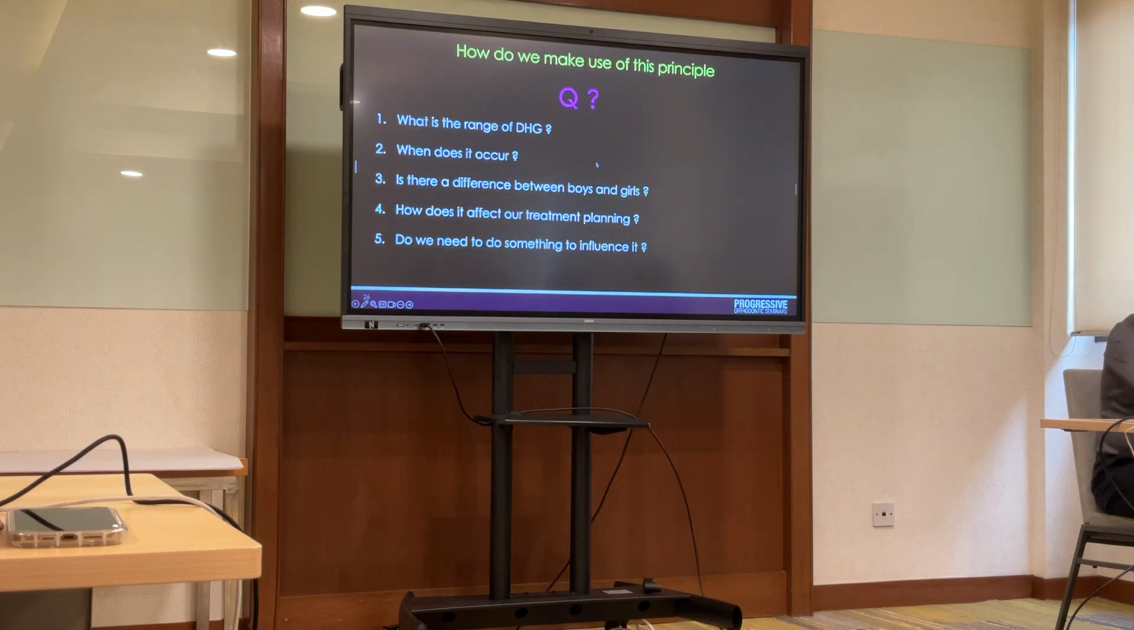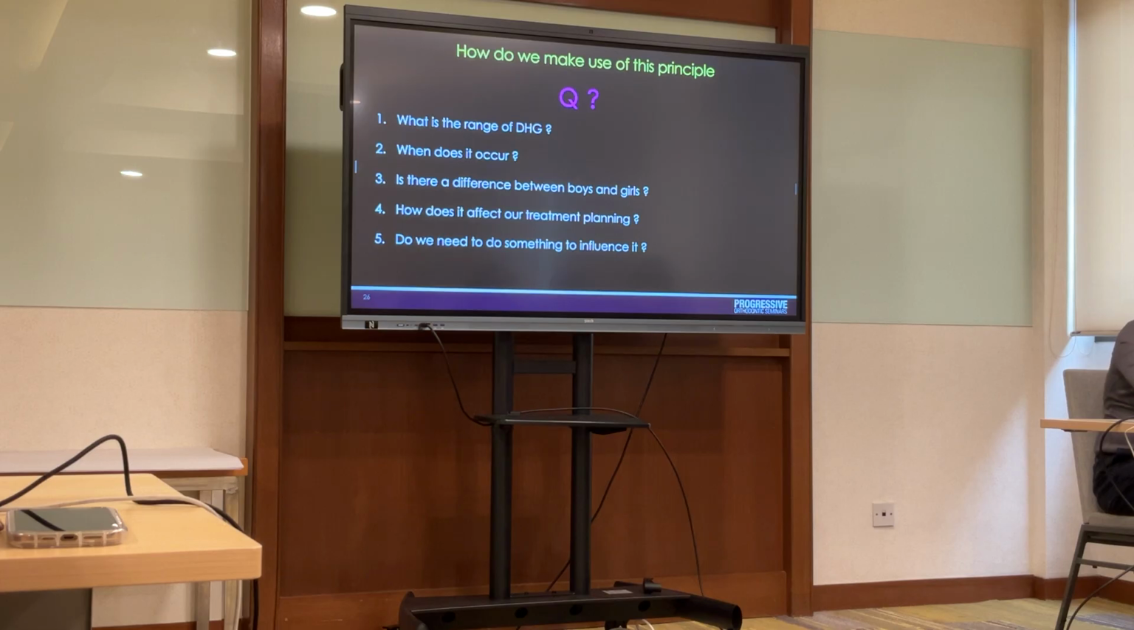Let's ask ourselves the following questions. Make use of this principle. What is the range of differential horizontal growth? It could be anything, right? It could be 0 millimeters for some people, it could be 10 millimeters. It's a big range. When does it occur? The maximum. When does the differential horizontal growth occur? During the peak velocity of growth spurt, stage 3. Okay? Is there a difference between boys and girls? Yes. Boys will express more differential horizontal growth than the girls.